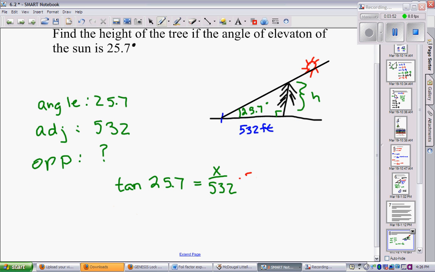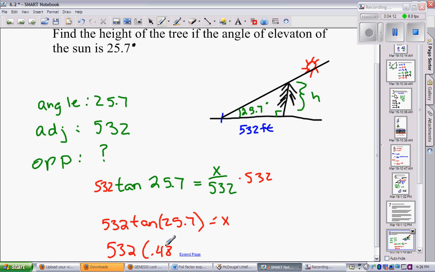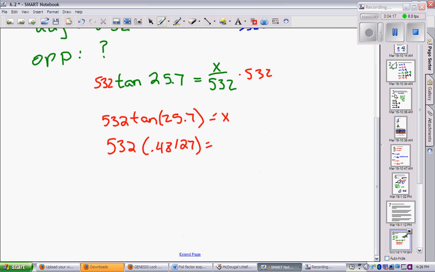So just multiply by that 532 on both sides. And these you can plug into your calculator: 532 times 0.48127 to get x as approximately 256. And that's the height of the tree, so it's in feet.